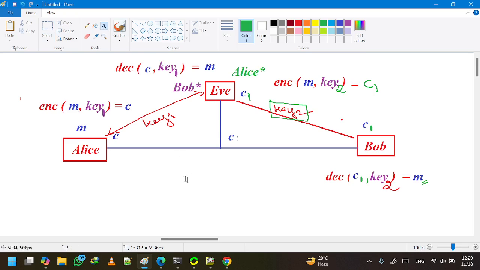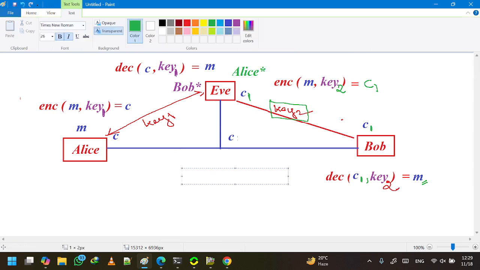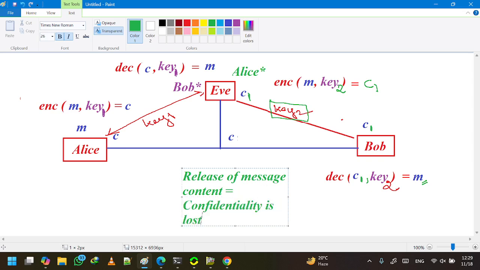So this kind of attack that has been demonstrated over here is, once again, the release of message content. That means our secrecy or confidentiality is lost. Our confidentiality is gone. That means the message is gone. And this kind of attack is also known as MITM, or man in the middle attack. Man in the middle attack.